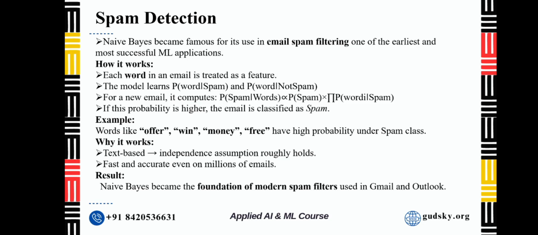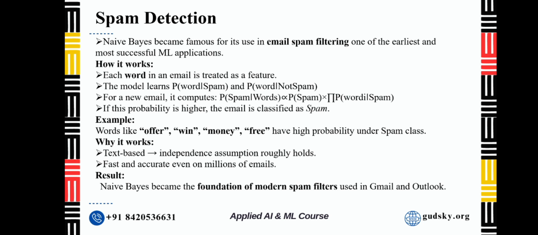Every word in an email is treated as a feature, like gifts, when you want, and so on. The model learns two sets of probabilities: P(word | spam) and P(word | not spam). That is, how likely the word appears in spam mails, and how likely it appears in regular emails.